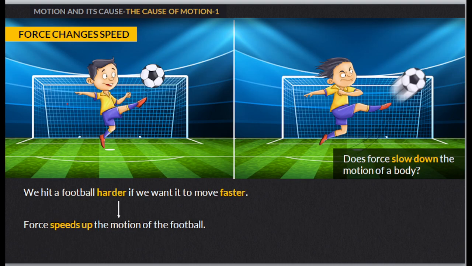So force changes speed. If this person is hitting this ball with a small amount of force, it will be moving slowly. But if he hits the football harder, it will move faster, right? So we can see that force speeds up the motion of the football.